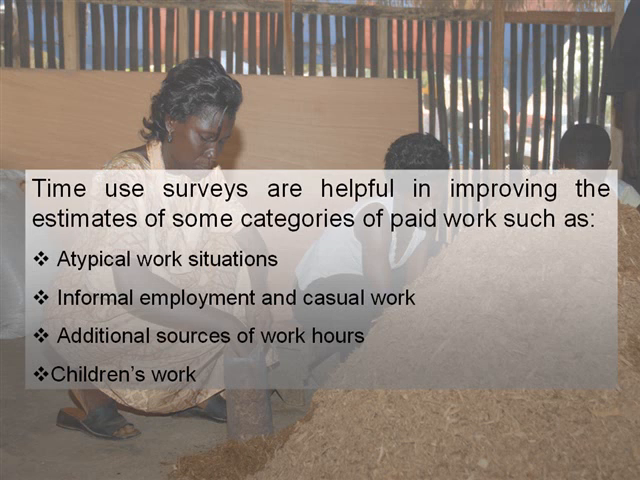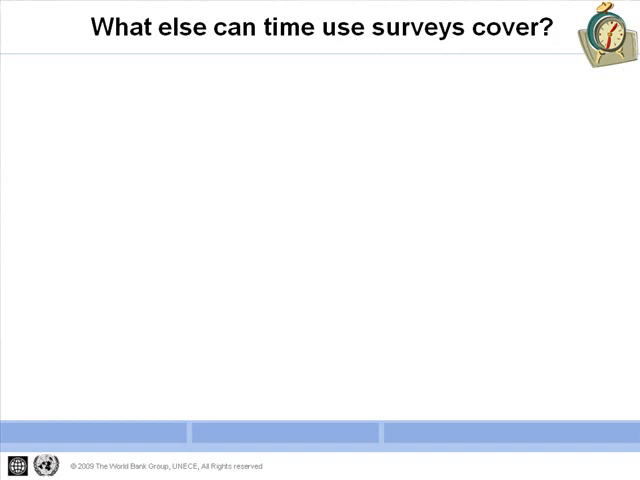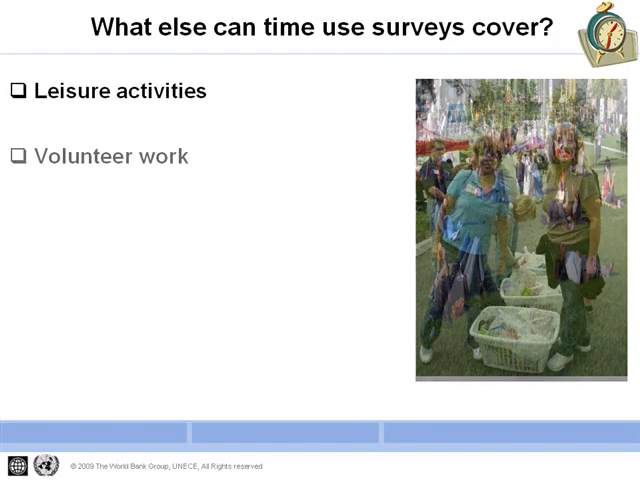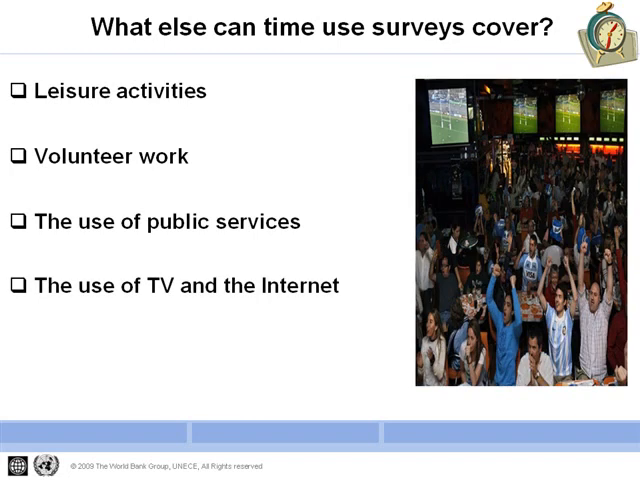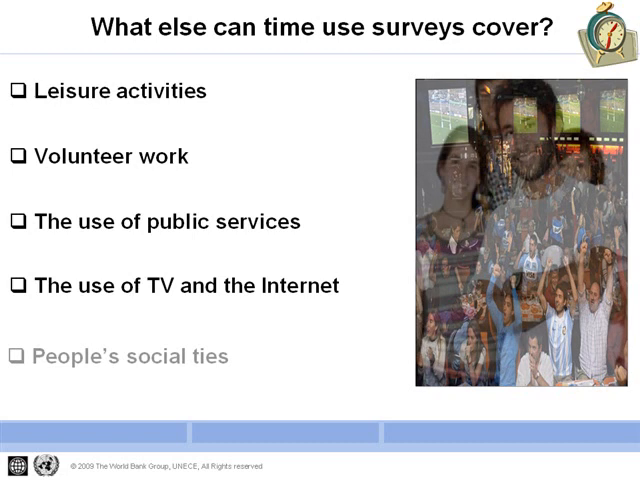It is also possible to study how working hours are distributed along the day of men and women in order to understand how paid work interacts with other activities such as care of children or the elderly. Time use surveys are also a useful tool to collect information on activities undertaken during free time and the lifestyles of men and women. They may help to study such different topics as leisure activities, volunteer work, use of public services, and use of television and the internet. Through the information on time spent with relatives or friends, it is also possible to map the social networks of individuals.